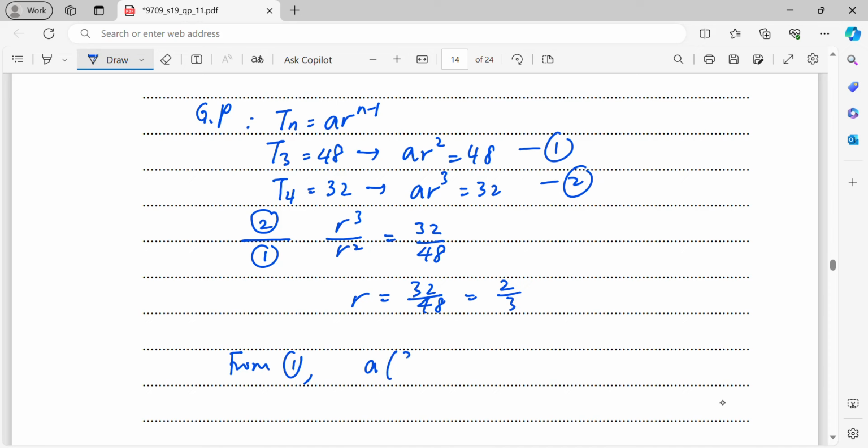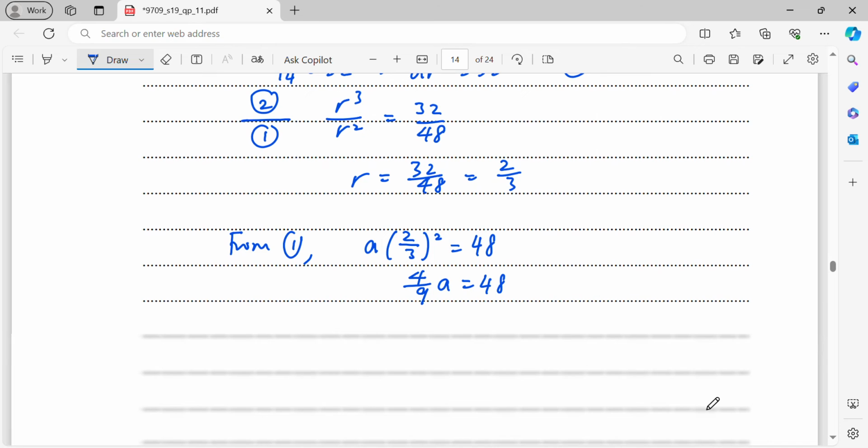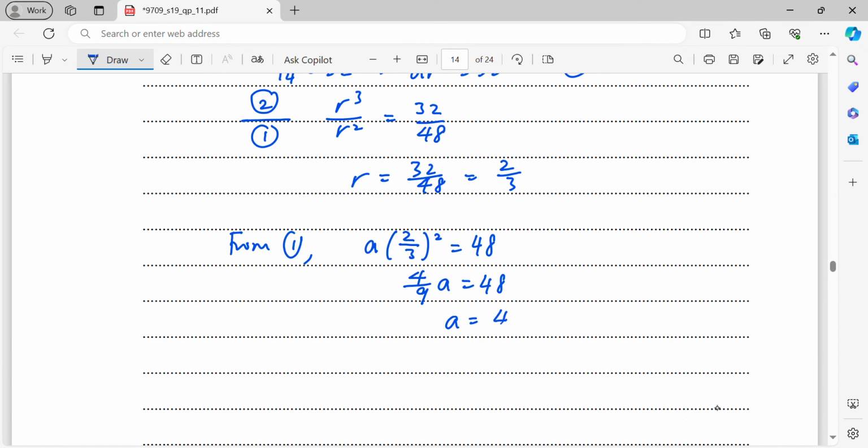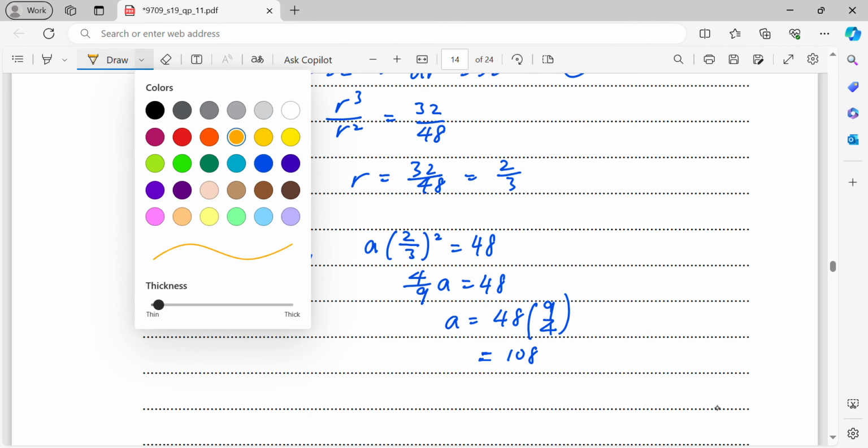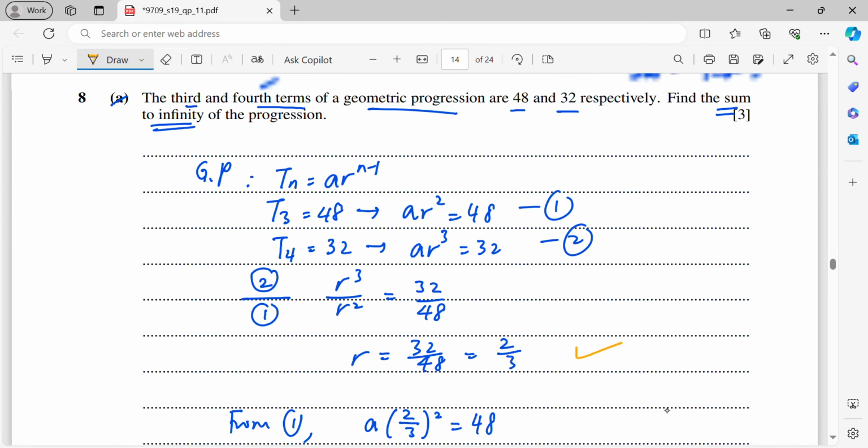So AR squared equals 48, which means now here you get 4 over 9 A equals 48, and now my A will be 48 times 9 over 4. And when you simplify, this is going to be 108.